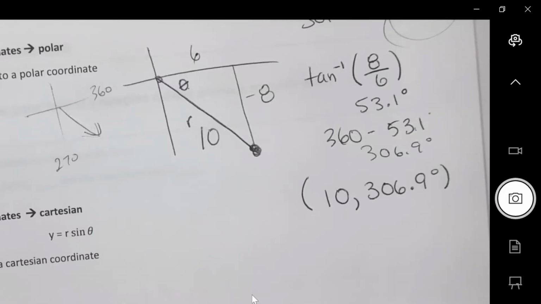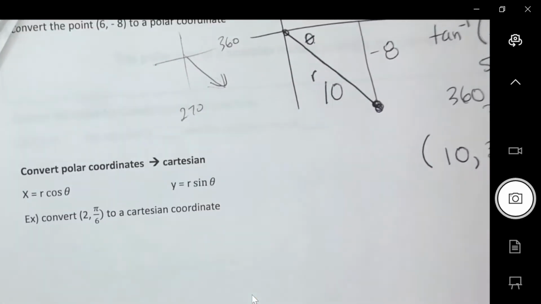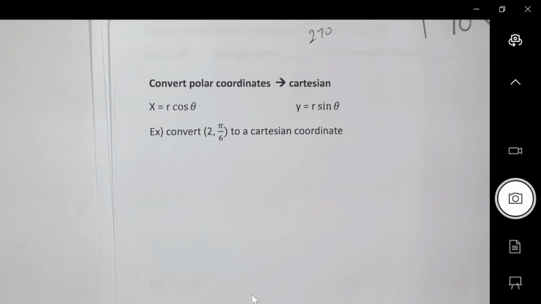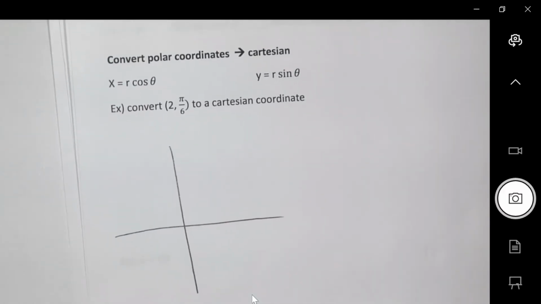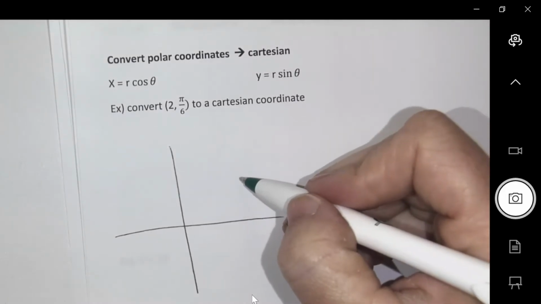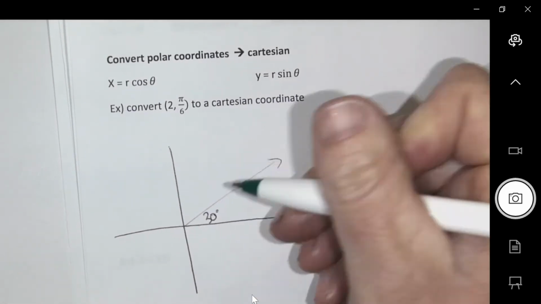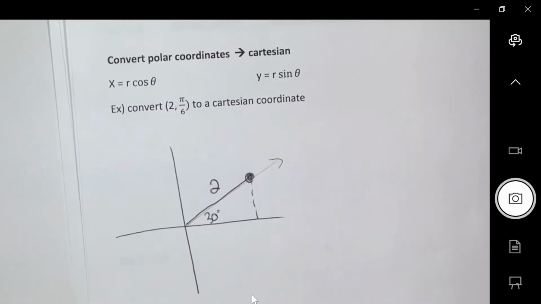Okay, let's convert. So that was an XY, and then we turned it into polar. So now this is polar, so we're going to turn it into the XY. Okay, so can you draw me where that would be? Pi over 6, you know where pi over 6 would be? Pi over 6 is 30 degrees. And you have a radius of 2. So that's what it would look like. That's where you would be.